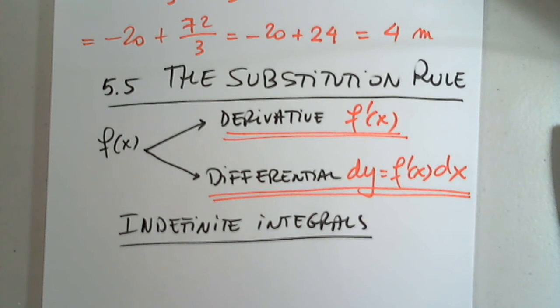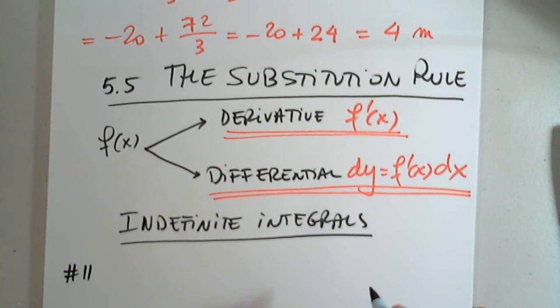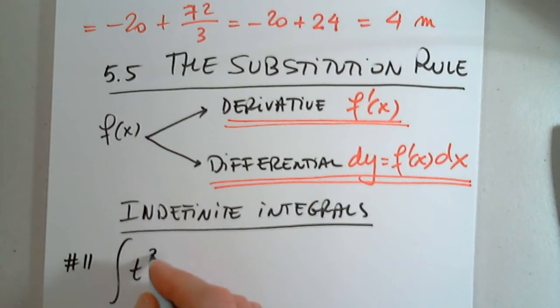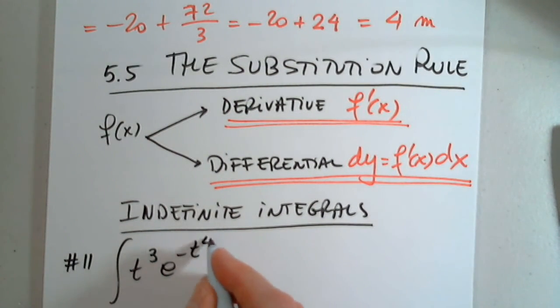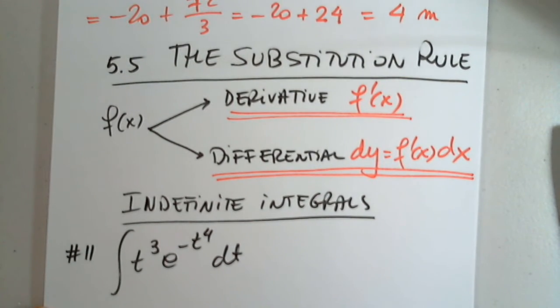I would like to choose from 9 through 54. I'll choose first and you'll choose the next one. Okay, I'd like to start with 11. So the integral of t to the third e to negative t to the fourth dt.